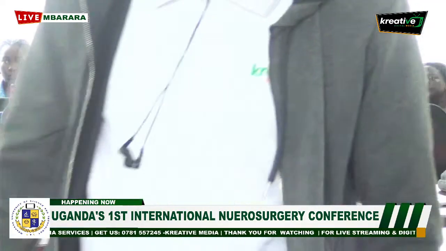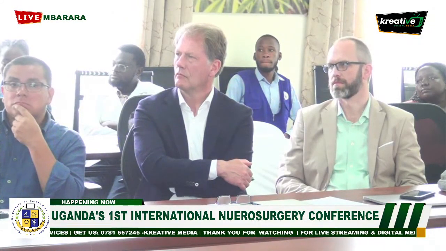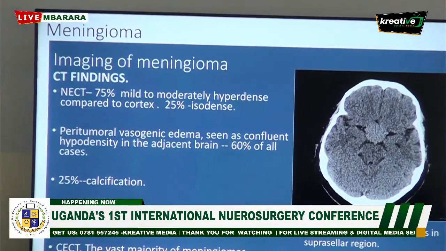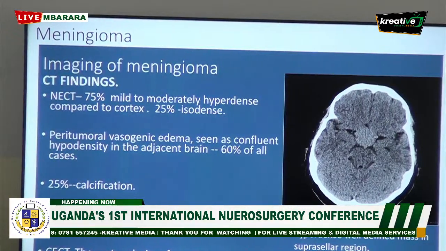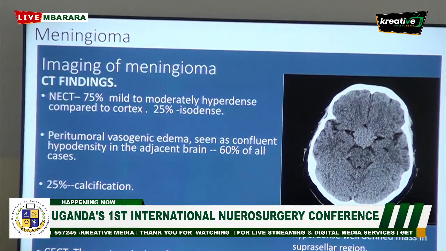The third most common sellar or parasellar lesion is the meningioma, which, as we all know, has very varied imaging characteristics. It can be isodense or slightly hyperdense, and very contrast enhancing. They frequently calcify in over 25% of cases, and affect the nearby bone by causing hyperostosis.